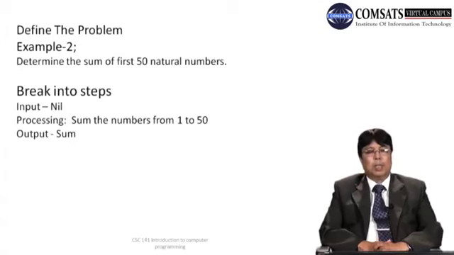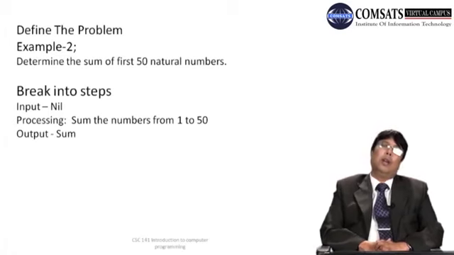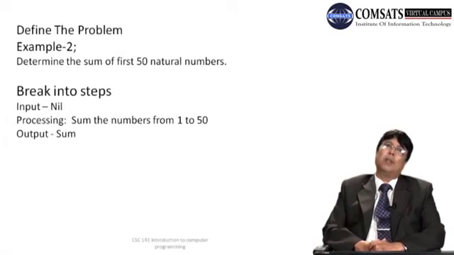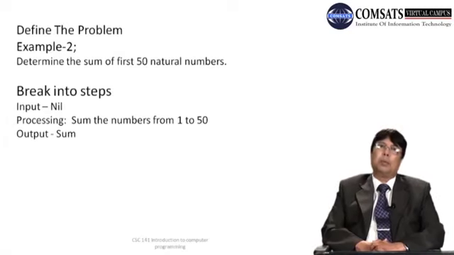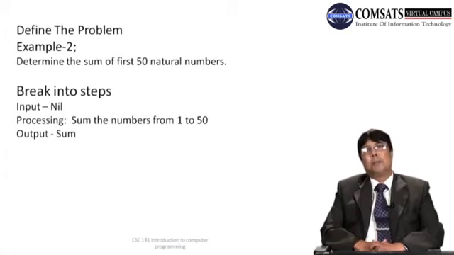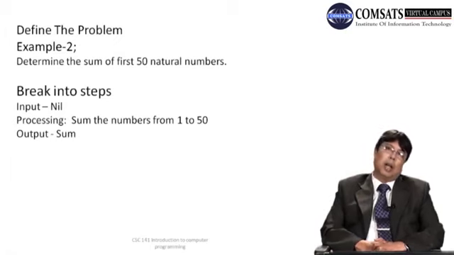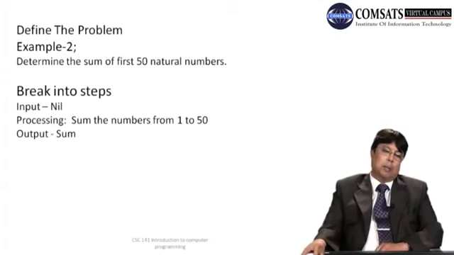Processing. Sum the numbers from 1 to 50. We need to add 1 into 2, 2 into 3, 3 into 4, 4 into 5, and so on. Then 46 into 47, 47 and 48, and so on up to the point where we add 1 to 50 numbers. And then we need to display the result, and result is, suppose, sum.